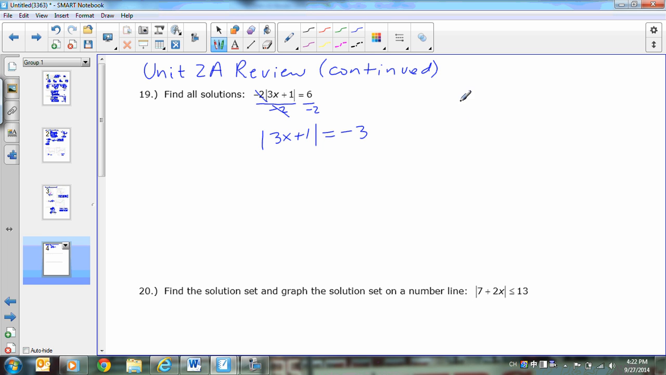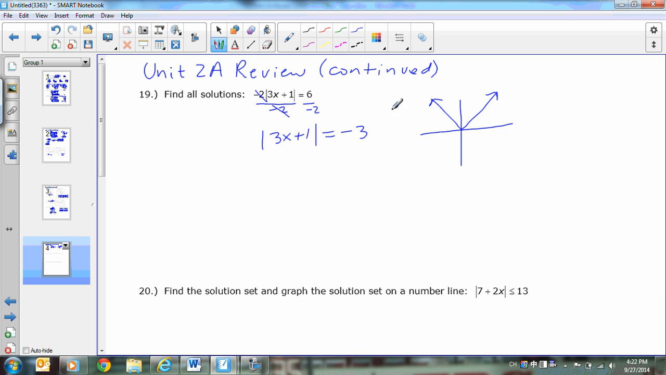Let's just remember what this function would look like. Let's see, let's look at the parent function. The parent function looks like this, right? Isn't the output of an absolute value function that hasn't been shifted up or down, which this one wouldn't be, wouldn't the output always be non-negative?